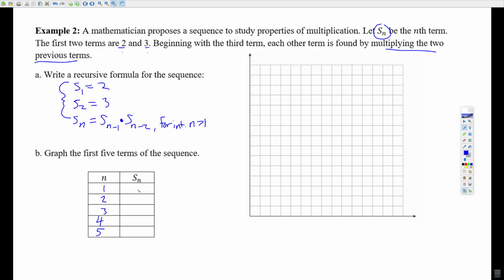So the first term is 2. The second term is 3. Then the third term would be, remember, it's these two being multiplied together. So we're going to do 2 times 3 and get 6. And then to get the next term, it's to multiply the last 2 numbers. We're multiplying these 2 together. We're going to get 18. And then we do it one more time. 6 times 18. And that would give you 108.